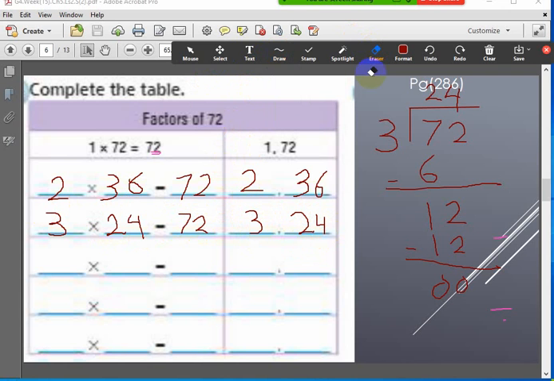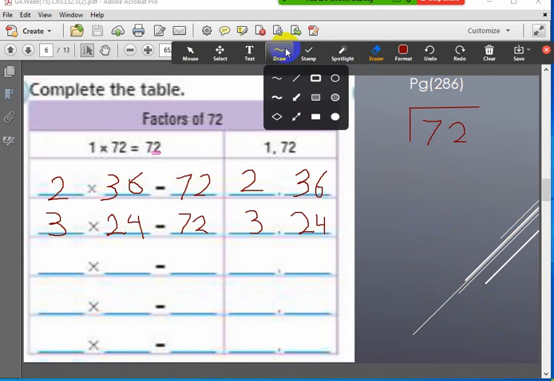Let's try with the divisibility rules. Girls, please stop typing on the chat. Type just one time and I will see the answer. Okay, now I want to think about another number.